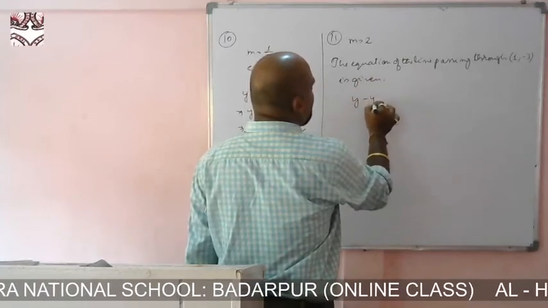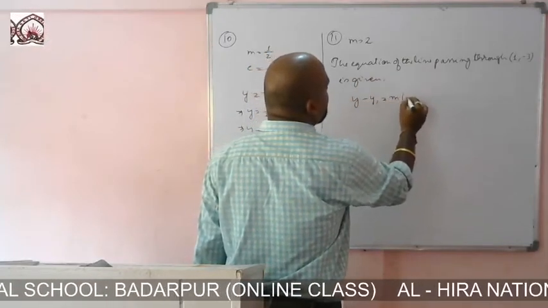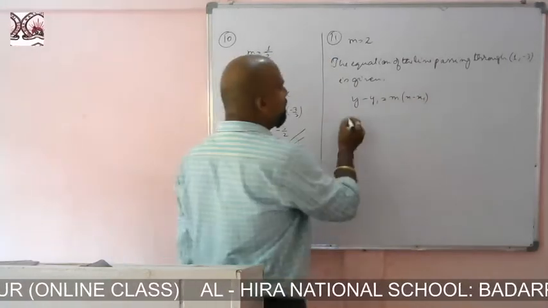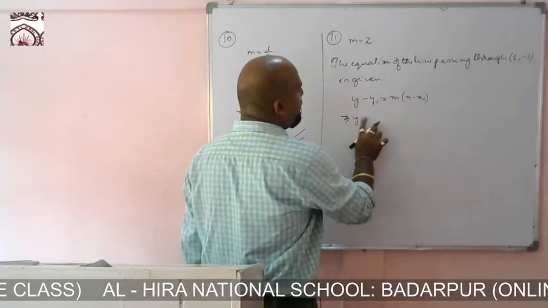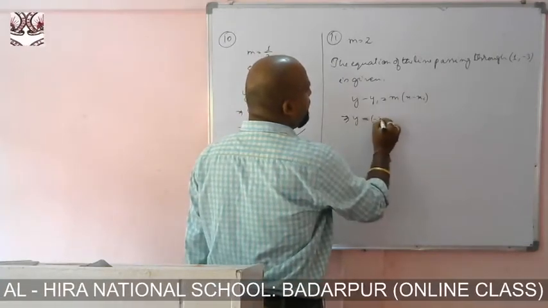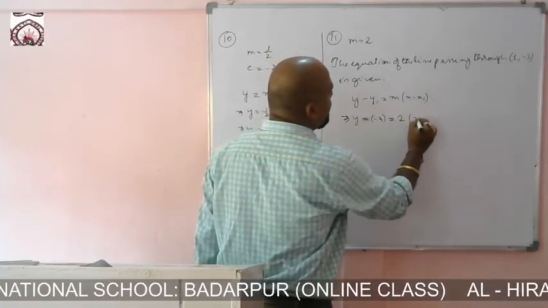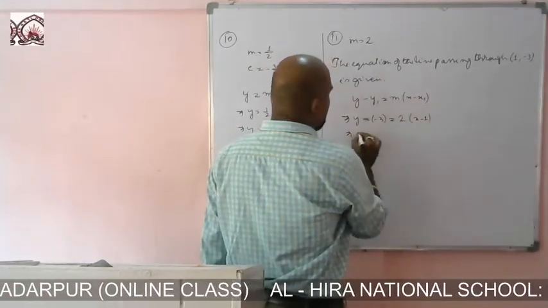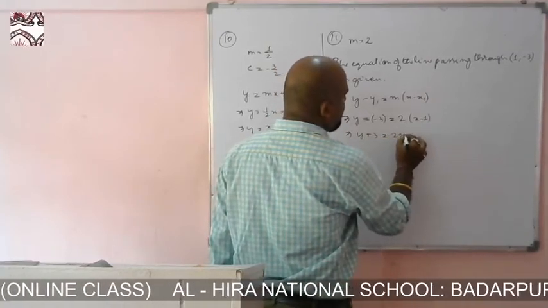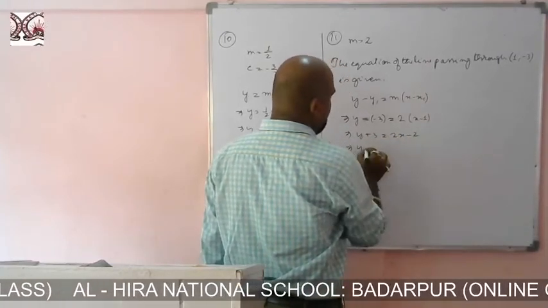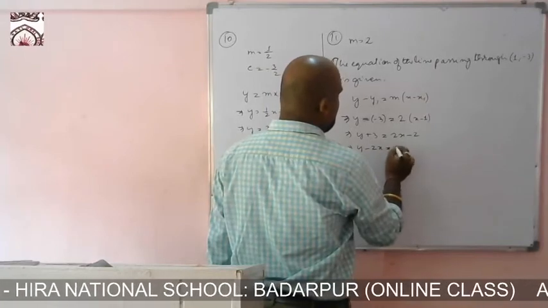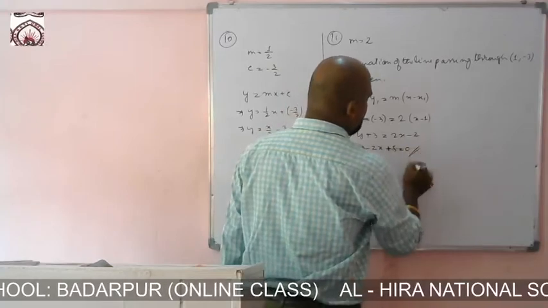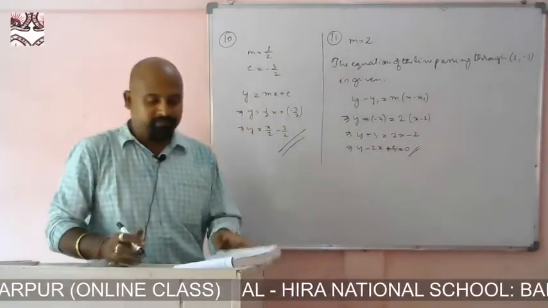y minus y1 equal to m into x minus x1. This is the equation written in one point form. Now y1 is equal to minus 3, so y plus 3 equal to 2 into x minus 1. So y plus 3 equal to 2x minus 2, so y minus 2x plus 5 equal to 0. This is the required equation of the line.